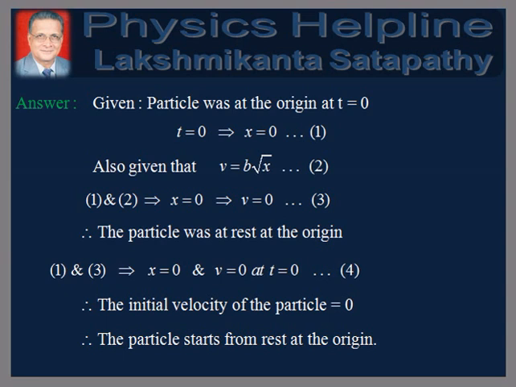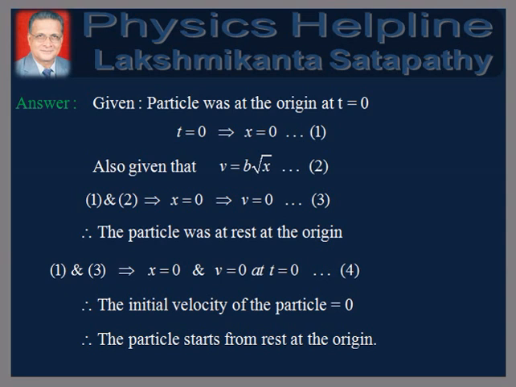It is given that the particle was at the origin at a time t is equal to 0. Therefore, at t is equal to 0, we have x is equal to 0. It is also given that v is equal to b into root x. Therefore, from equations 1 and 2, we get x is equal to 0 implies v is equal to 0. Therefore, the particle was at rest at the origin.